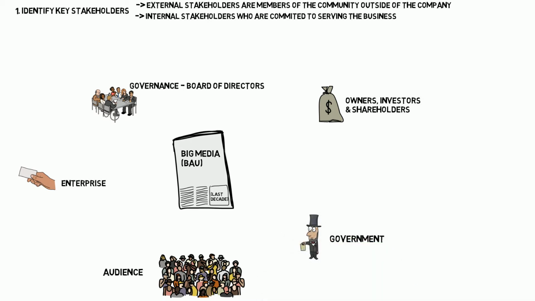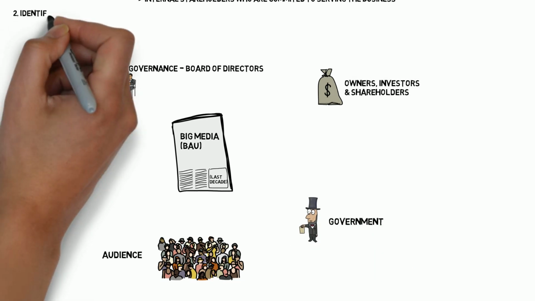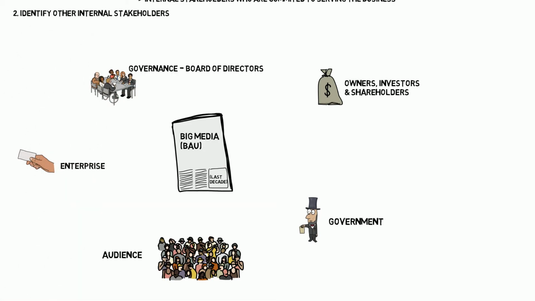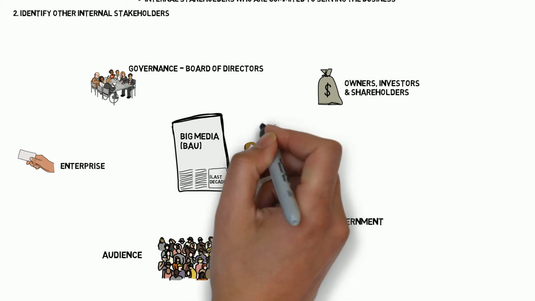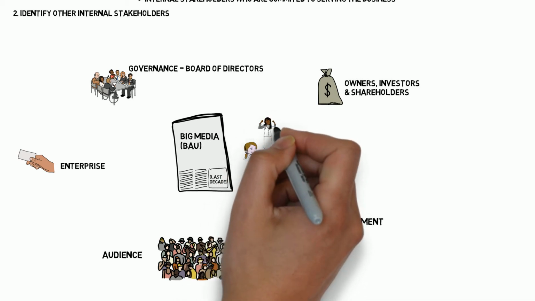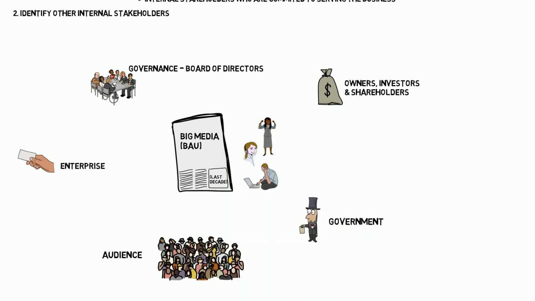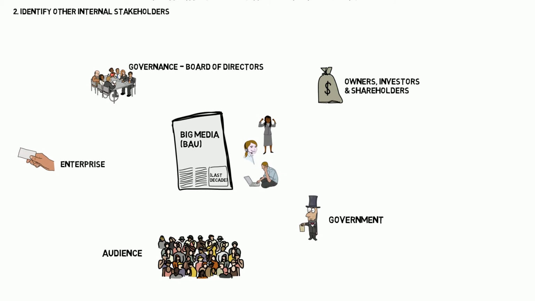The second thing I want you to do is identify those other key internal stakeholders. So we have the journalists, we have the salespeople, and we have the executives. We have other people obviously in the business as well, but for now let's just talk about those three.